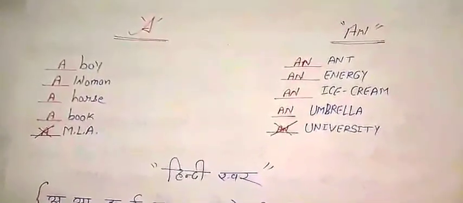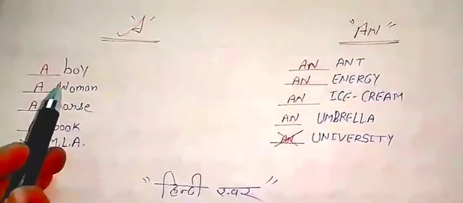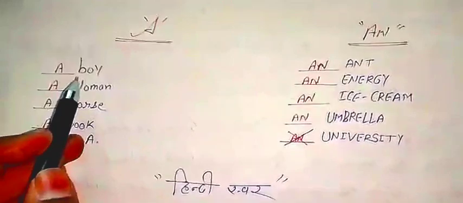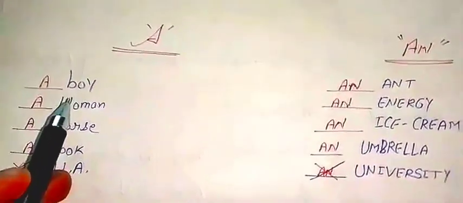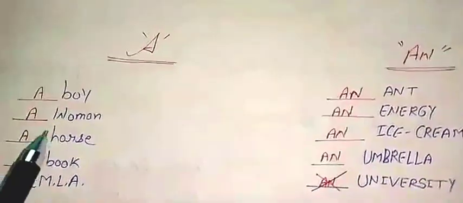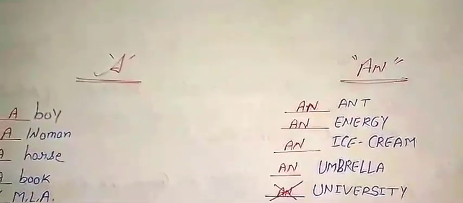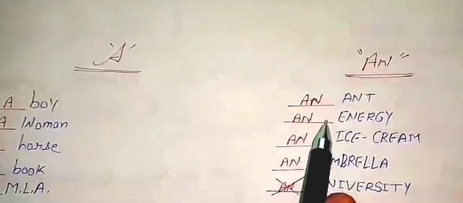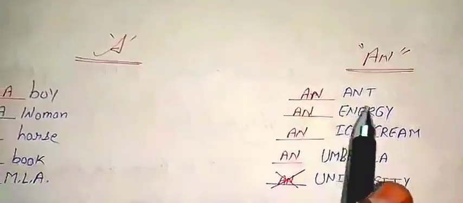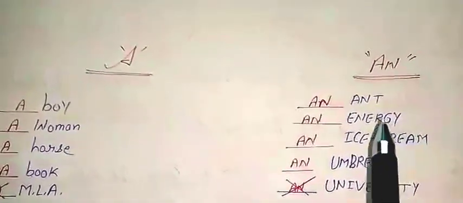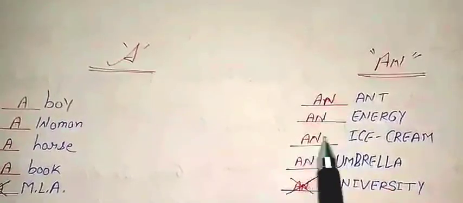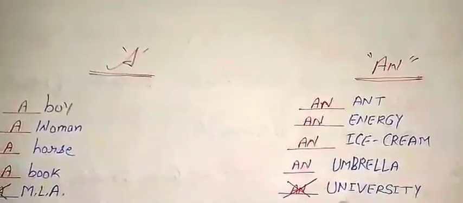Let us see some examples. A boy, it is starting with a consonant sound, that's why we are using article a here. A woman, a horse, a book. Let's talk about article an. An aunt, it is starting with a vowel sound, that's why we are using article an here. An energy, an ice cream, an umbrella.